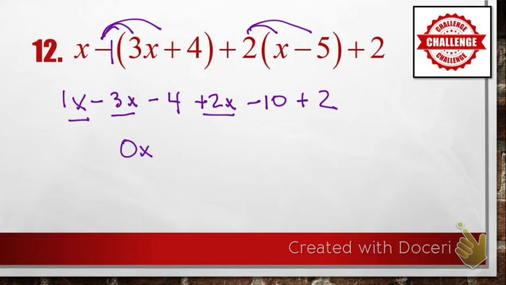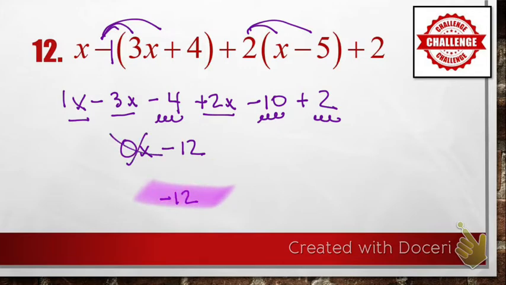Okay, let's go to negative 4 minus 10 plus 2. Negative 4 minus 10 would be negative 14. Negative 14 plus 2 would be negative 12. Now my final answer is not 0x minus 12. My final answer is just going to be negative 12. You do not write 0x.